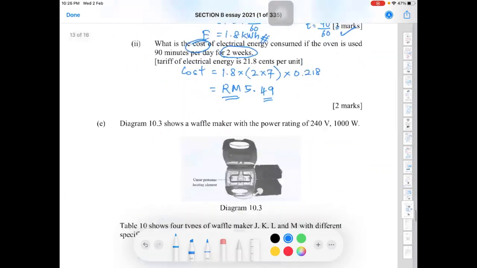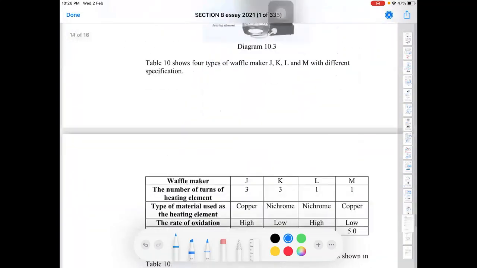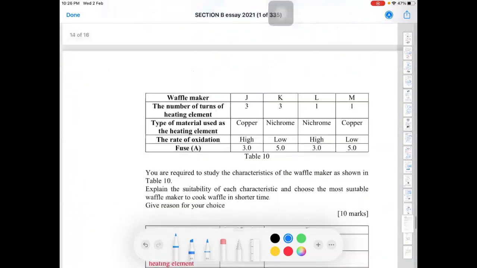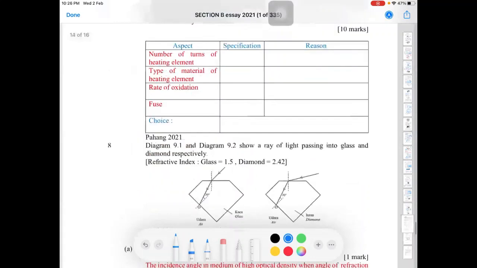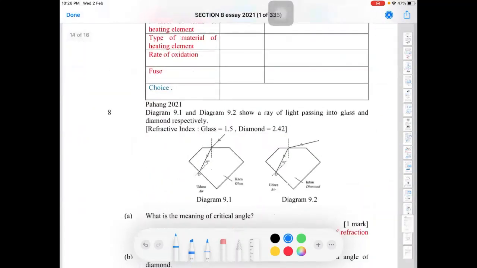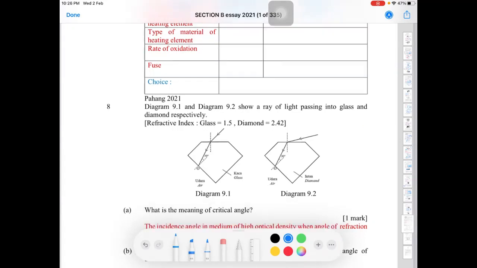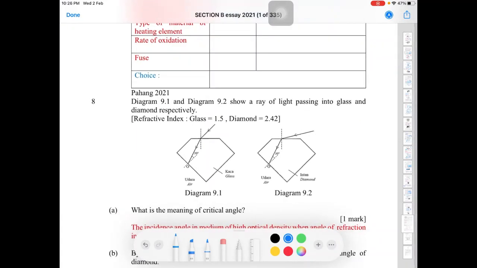Alright. Okay. So waffle ni sama dengan yang tadi kita dah belajar dah, the heating element. So kita nak pergi ke number 8. Number 8, cikgu rasa kamu ramai yang kalau typing lah banyak yang salah lah untuk optik. Dia pun tak reti nak lukis apa ray diagram. Alright. Okay, so diagram 9.1 and 9.2 show a ray of light passing into glass and also diamond.